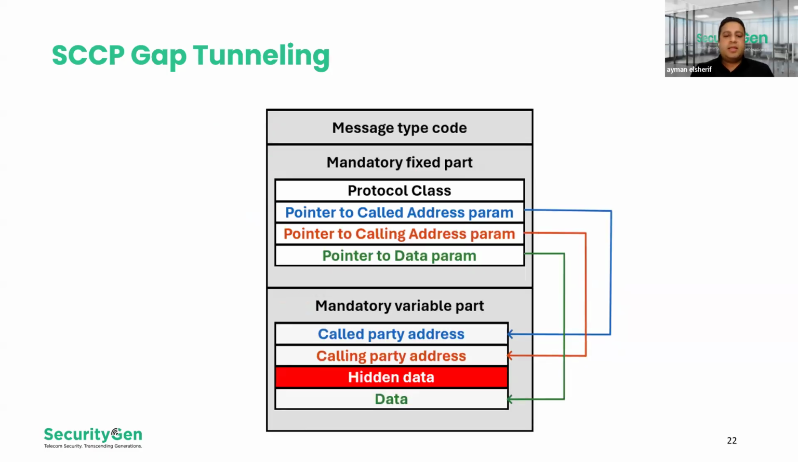So by manipulating these pointers, we managed to create a gap. We simply increased the value of the pointer that points to the upper layer data by some bytes, enough to embed some data, and use this gap to add some hidden data inside the message.